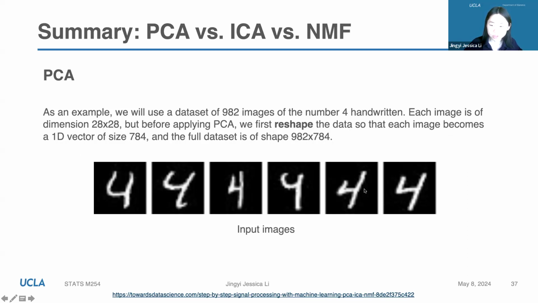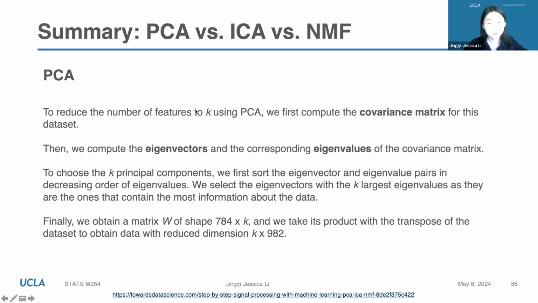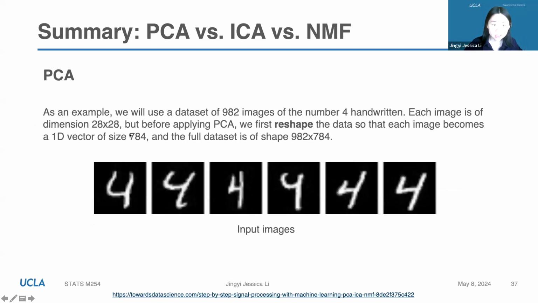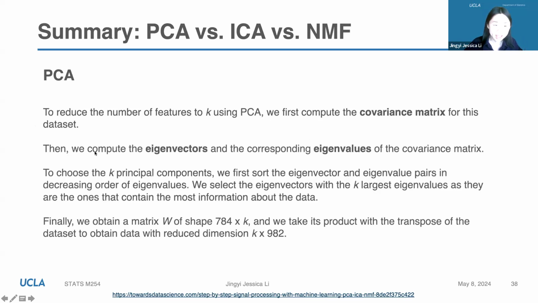So these are some example images. To reduce the number of features to K using PCA, the reduced rank, we first compute the covariance matrix of the data set, which will be a 784 by 784 covariance matrix. Then we compute the eigenvectors and the corresponding eigenvalues of the covariance matrix. To choose the K principal components, we first sort the eigenvector and eigenvalue pairs in decreasing order of eigenvalues. We select the eigenvectors with the k largest eigenvalues as they are the ones that contain the most information about the data. Finally, we obtain a matrix W of shape 784 by k. So this is a loading matrix, and we take its product with the transpose of the data set to obtain data with reduced dimension k by 982.